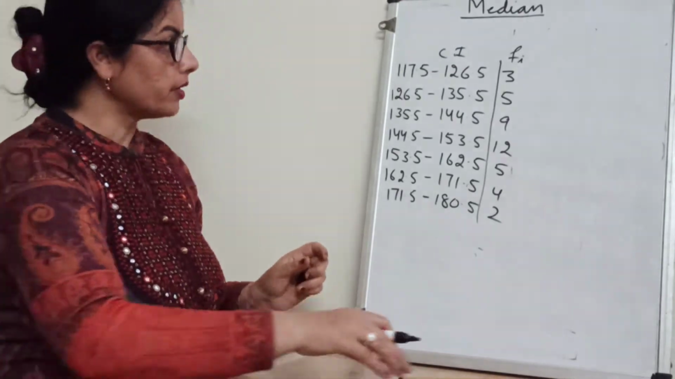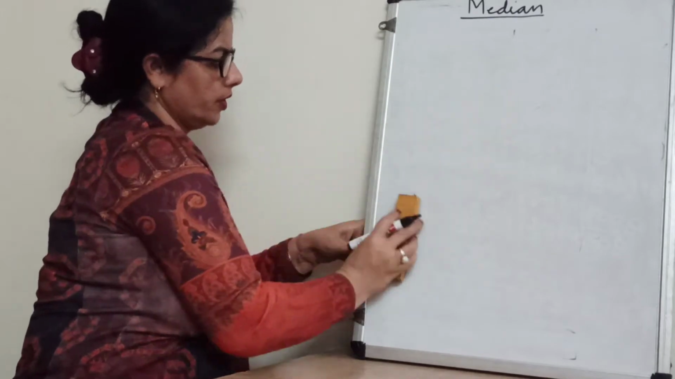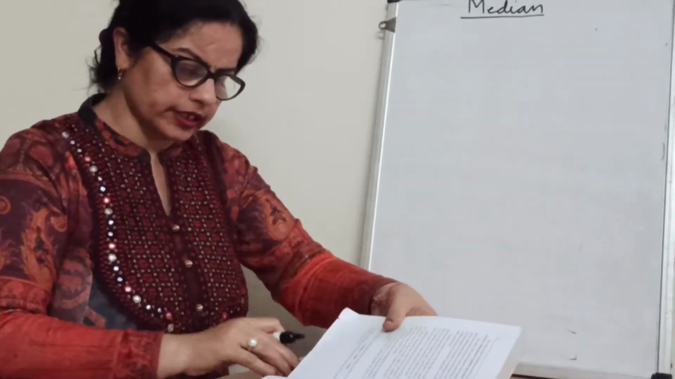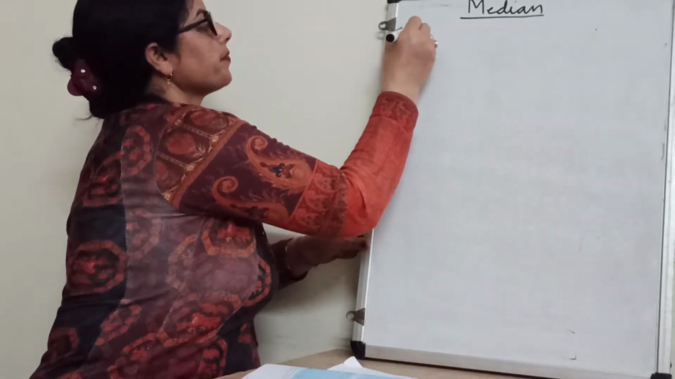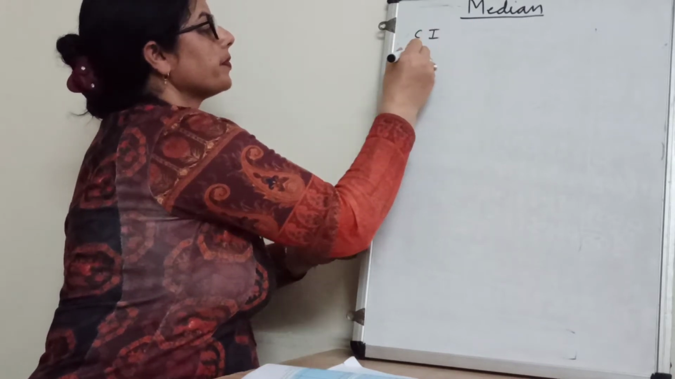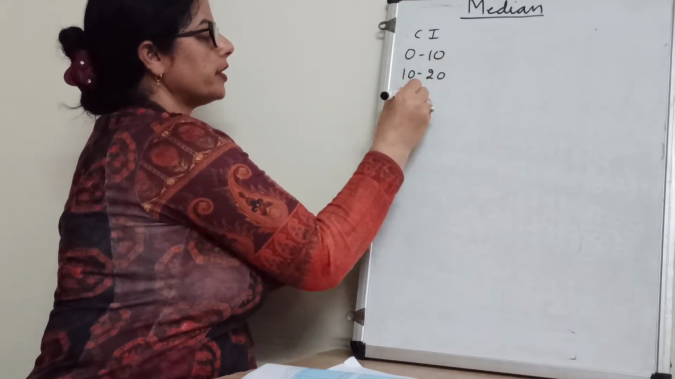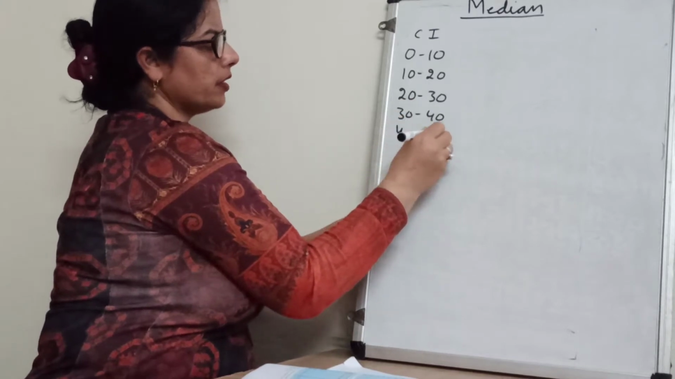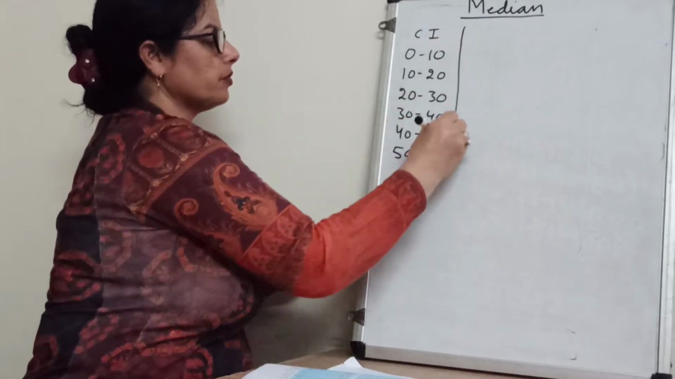Okay. Now let us take one more sum. This you can do easily. Now we are doing question 2 of exercise 14.3. Class intervals are given to us. In this sum, the class intervals are 0 to 10, 10 to 20, 20 to 30, 30 to 40, 40 to 50, and 50 to 60. This is given to us.